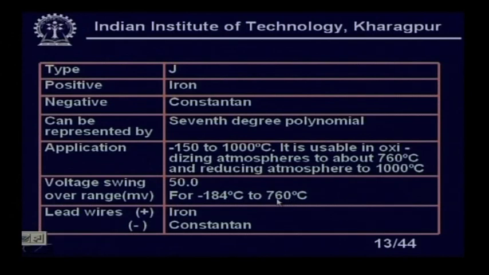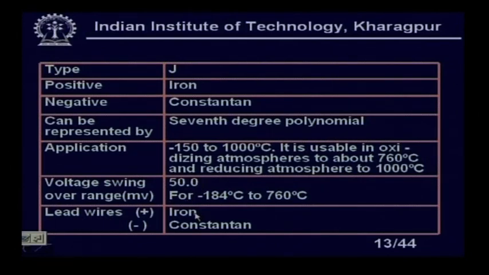Voltage swing, you see, minus 184 degree centigrade to 760. So you see the sensitivity is not very high, because here the range is quite large, whereas in the previous case, copper constantan, the range is small. So for minus 184 degree centigrade to 760 degree centigrade temperature change of the hot junction, I will get a change of 50 millivolt, right.